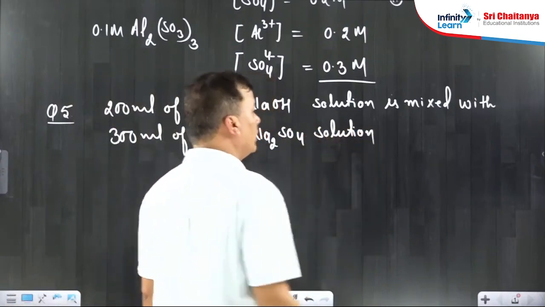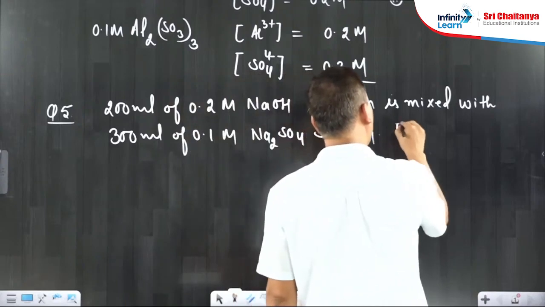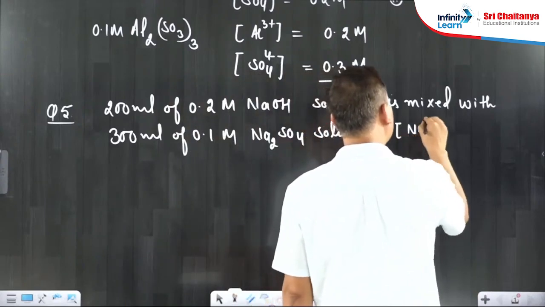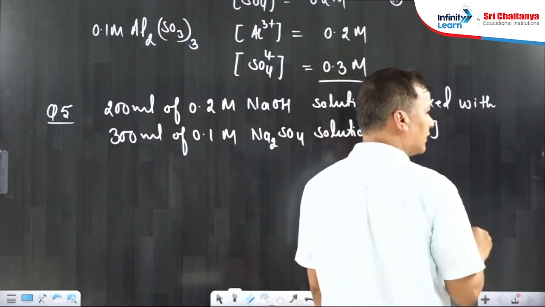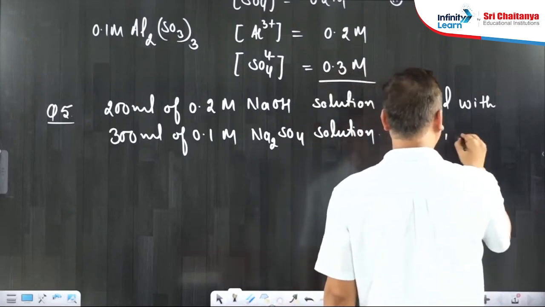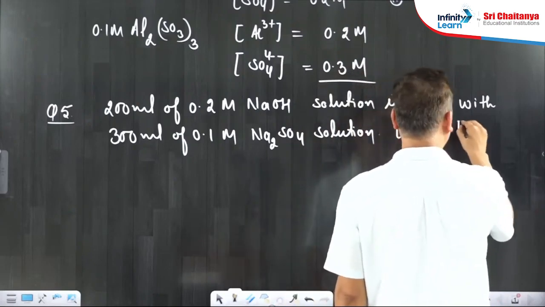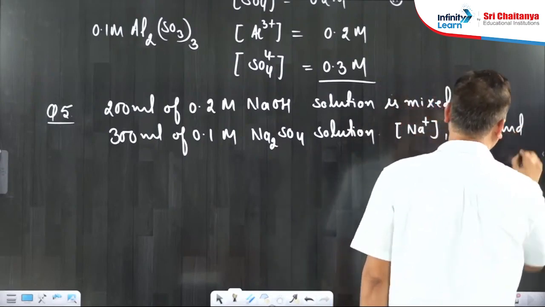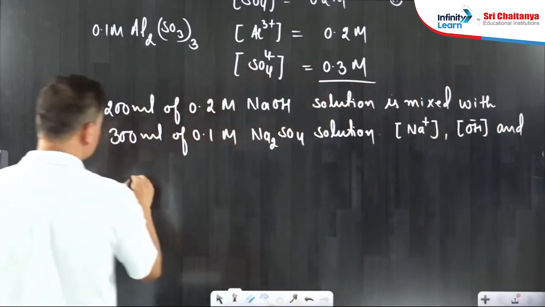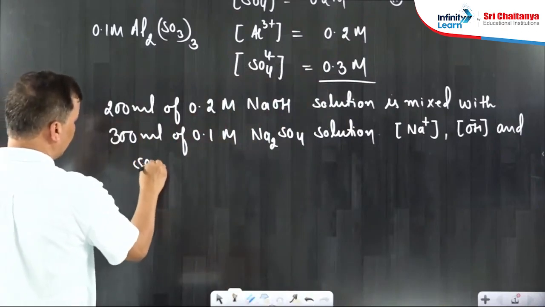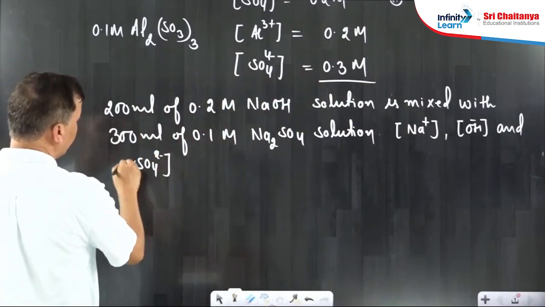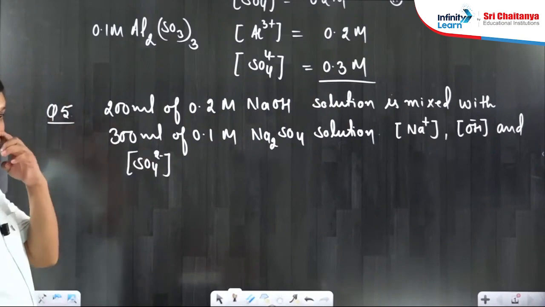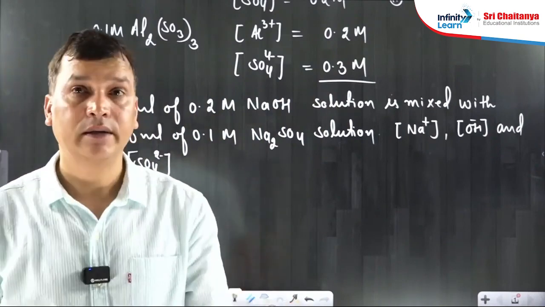What will be the molar concentration of Na positive ion in the final solution? What will be the molar concentration of OH negative in the final solution? And what will be the molar concentration of SO4 2 negative in the final solution? Now you will respond to that.